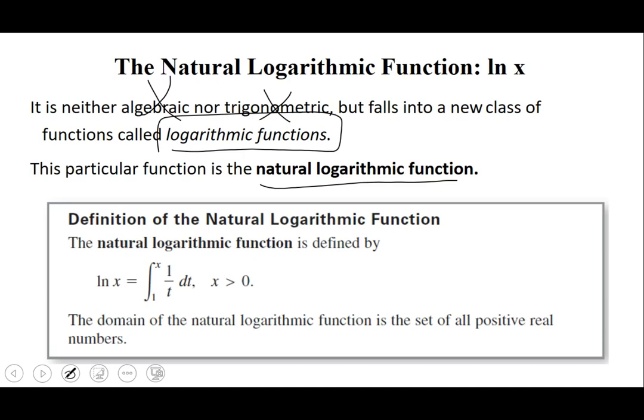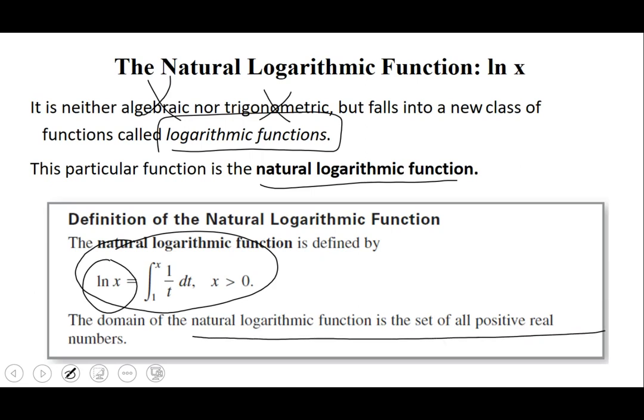From this point forward, if you are being asked to integrate 1 over a variable, 1 over x, 1 over t, 1 over u, whatever the case happens to be, that is going to be equal to the ln of x. Please remember that when it comes to natural logarithms, the domain has to be only positive real numbers. You're not allowed to take the log of a negative, nor are you allowed to take the log of 0.